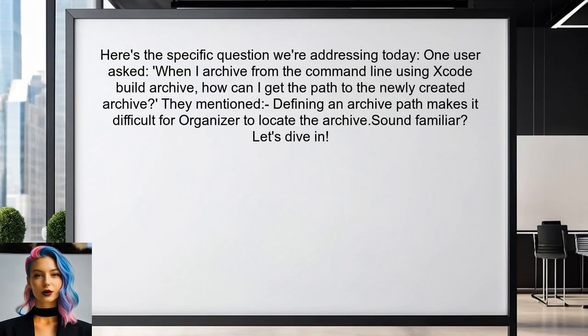Here's the specific question we're addressing today. One user asked, when I archive from the command line using xcodebuild archive, how can I get the path to the newly created archive? They also mentioned that defining an archive path makes it difficult for Organizer to locate the archive. Sound familiar? Let's dive into this together.